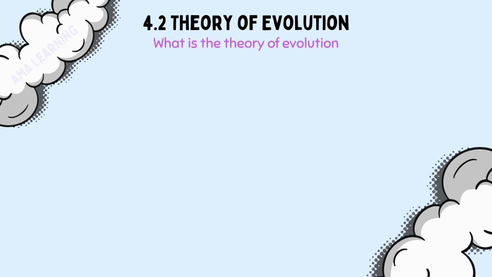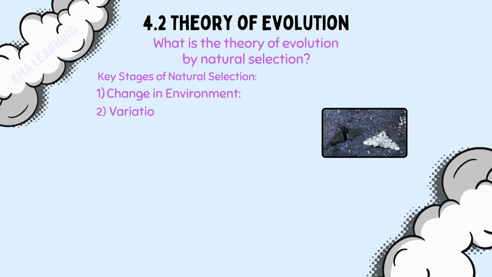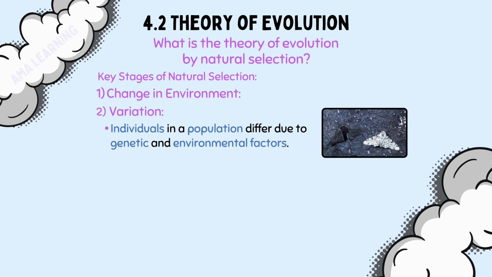The 5 key stages of natural selection. If you AMAL these 5 stages, you will be able to answer any question linked to evolution and natural selection. Stage 1 is a change in the environment. Stage 2 is variation. Differences exist between individuals within a population due to genetic and environmental factors.